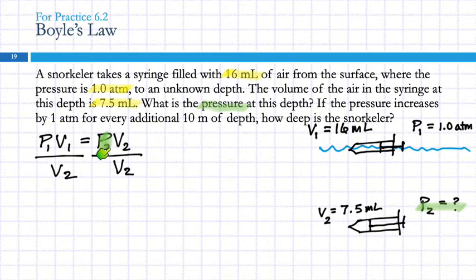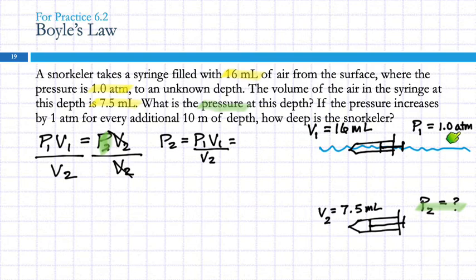We want to get P2 by itself. We can get rid of V2 by dividing. We divide both sides by V2. The V2's cancel out. So I end up with P2 is equal to P1 V1 divided by V2. It is super easy to get those 1s and 2s mixed up. So make sure that you're copying them down correctly.